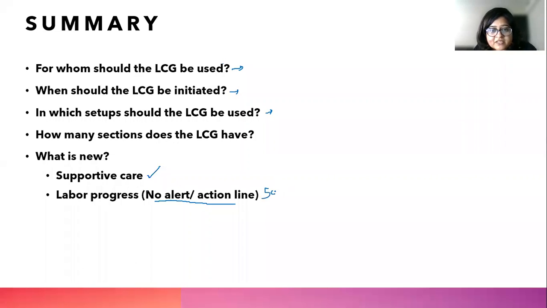We start at 5 centimeters, and then 5, 6, 7, 8, 9 centimeter. We can wait here for 6 hours. We can wait here for 5 hours. We can wait here for 3 hours. Here you can wait for 2.5 hours, and at 9 centimeter we can wait for 2 hours. I hope this is clear.